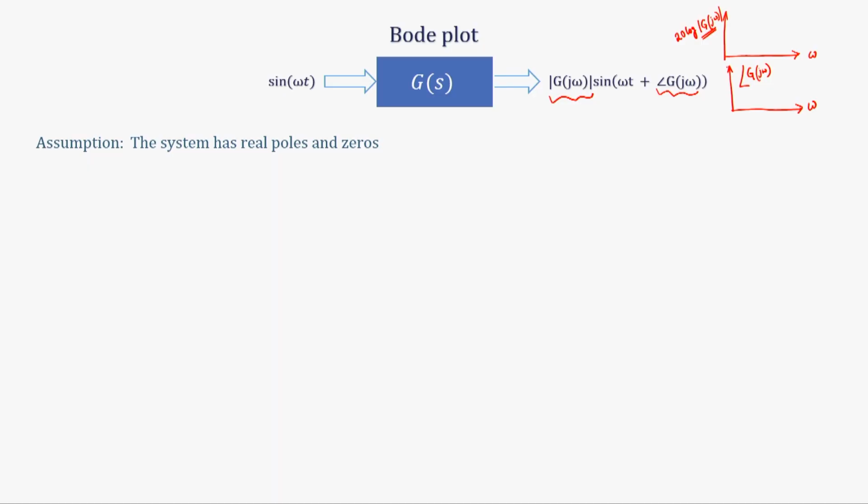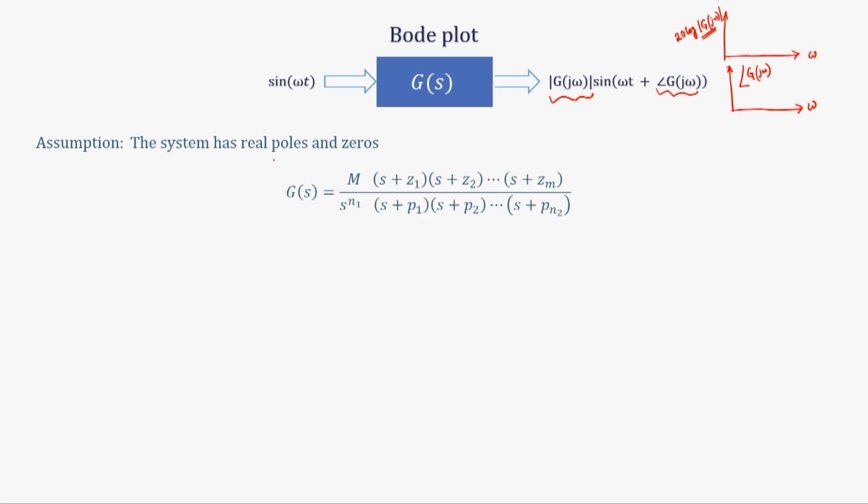Because if you have to draw an actual Bode plot, it is just a function of omega, magnitude and phase are functions of omega, you can always write a code and get the plot. So, we will just look at the approximate Bode plot of a transfer function. First, let us assume that the system has real poles and zeros. I am giving this assumption just so that I can easily explain what I am trying to say, and then I will remove this assumption.